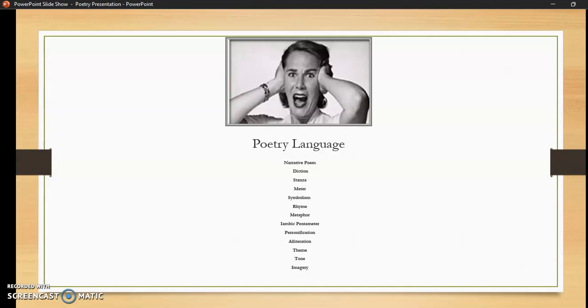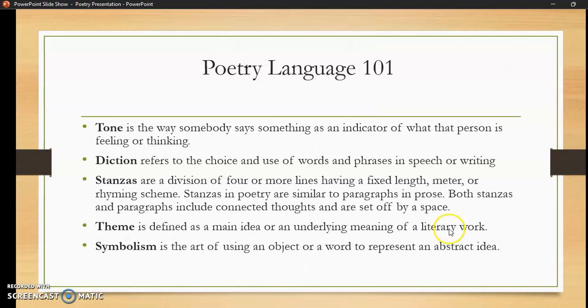And today I don't want to go through each one, but what I would like to do is to just pluck out what I feel are the most useful ones that will help you guys no matter what poem you choose to tackle in the next couple of weeks. So Poetry Language 101 here. The first one I picked out was tone.